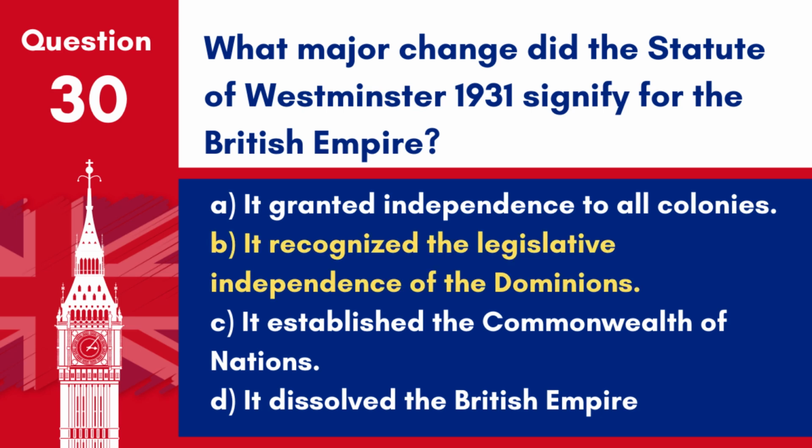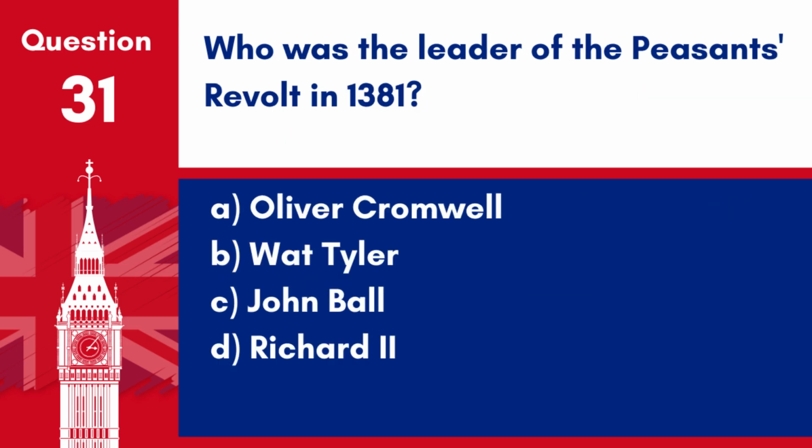Answer. B. It recognized the legislative independence of the Dominions. The Statute of Westminster 1931 was a pivotal law that recognized the full legislative independence of the Dominions of the British Empire. Question 31. Who was the leader of the Peasants' Revolt in 1381?